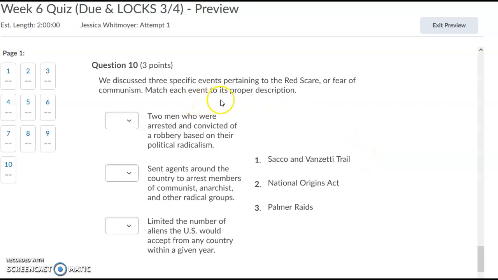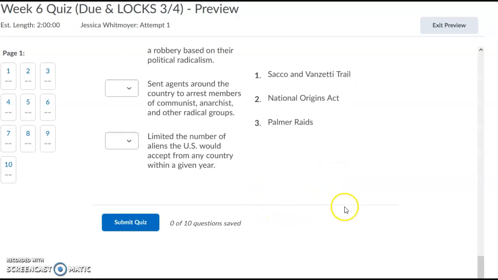And question 10, we discussed 3 specific events pertaining to the Red Scare or fear of communism. Match each event to its proper description. The descriptions are: 2 men who were arrested and convicted of a robbery based on their political radicalism; sent agents around the country to arrest members of communist, anarchist, and other radical groups; limited the number of aliens the U.S. would accept from any country within a given year. The choices to match: number 1, Sacco and Vanzetti trial; number 2, National Origins Act; number 3, the Palmer raids.